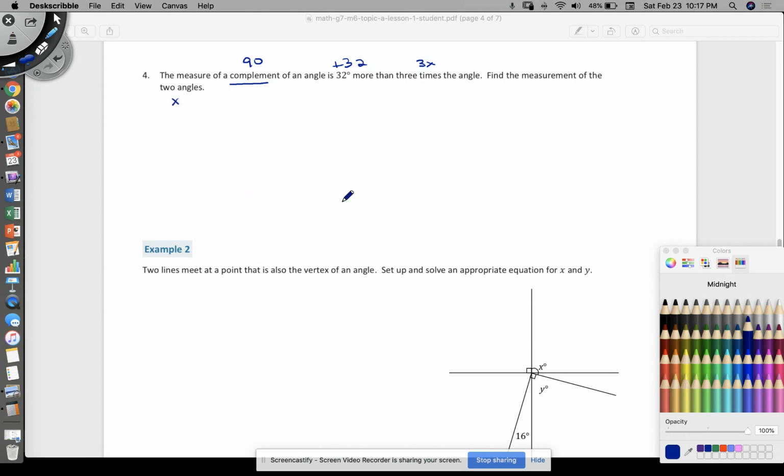All right, so I'm going to let you solve that one. It's very similar to the one we just did. Just this one's going to equal 90 degrees instead of 180 degrees. All right, so pause the video and work this problem out, and then I will help you on example 2.